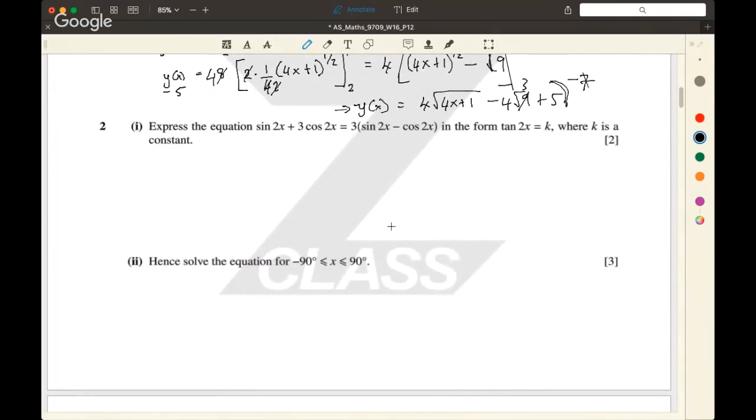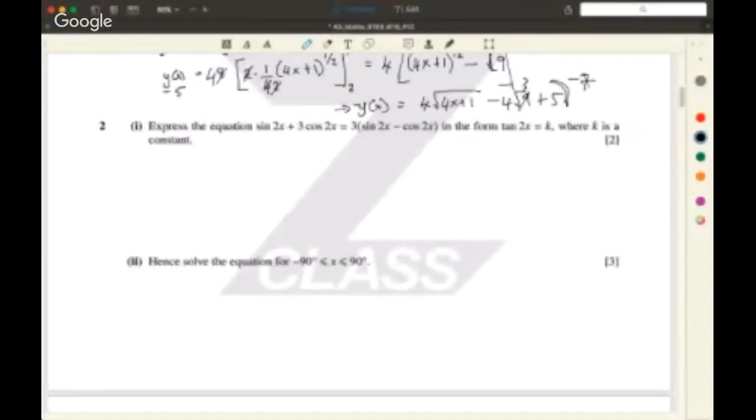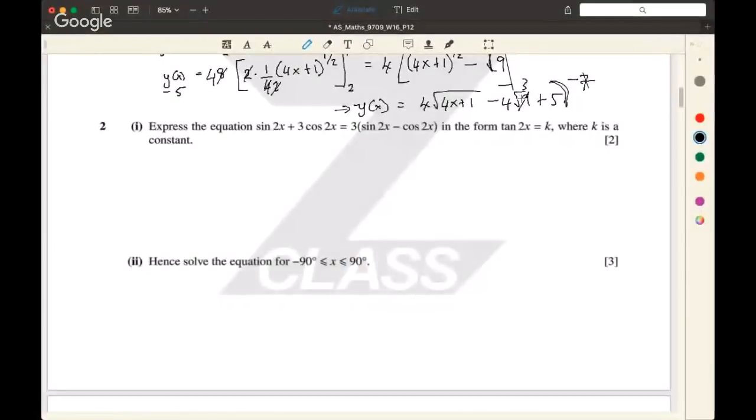Okay, the next one's trigonometry. And they just want us to use the trigonometric identities, which are all in the formula booklet. So just once you're used to using them, you'll know which ones to use. Usually you'll be wanting to get things all in terms of one of the trigonometric functions.